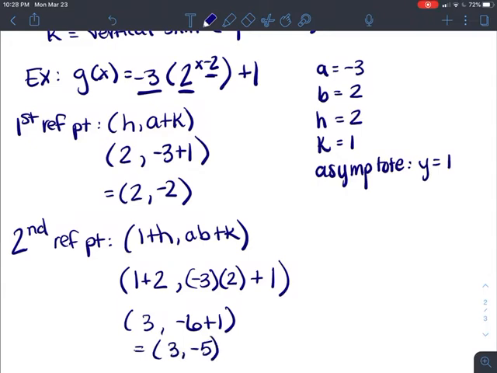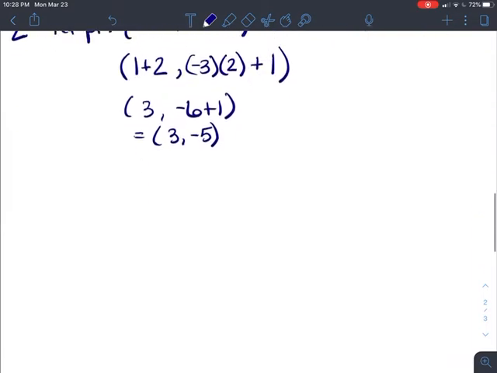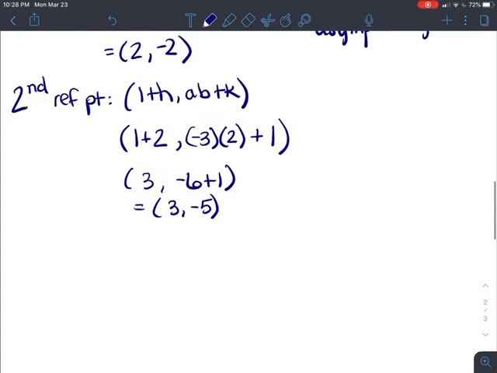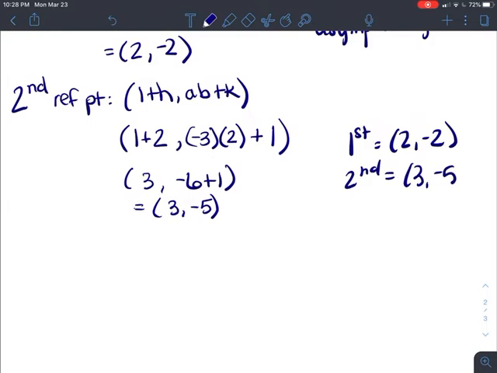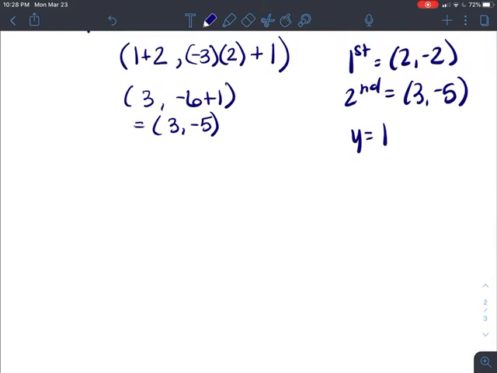Okay, so I'm now going to graph this function. Here I'm going to write my first reference point equals 2, comma, -2. My second equals 3, comma, -5. And y equals 1, so that I have it when I'm drawing my graph.